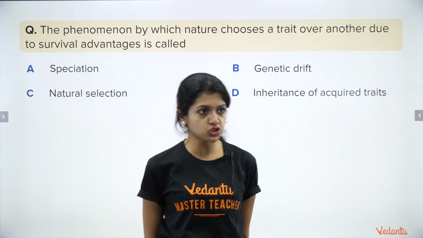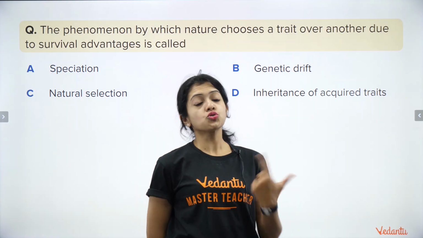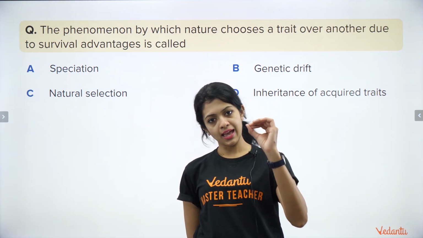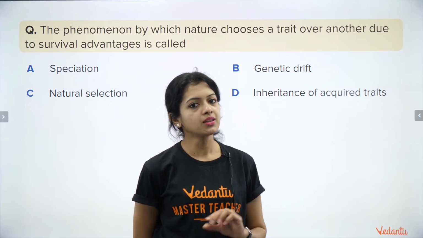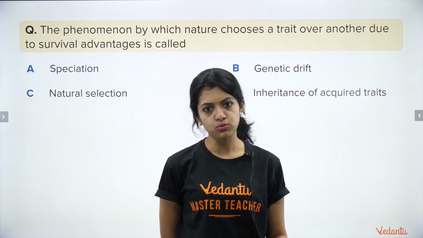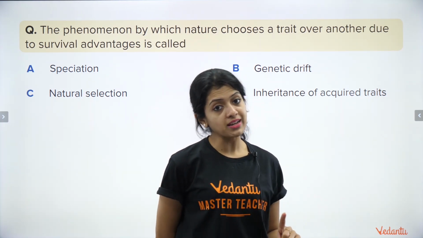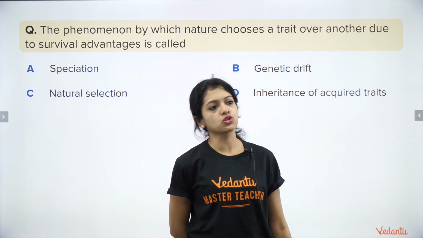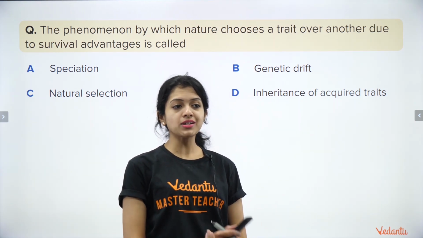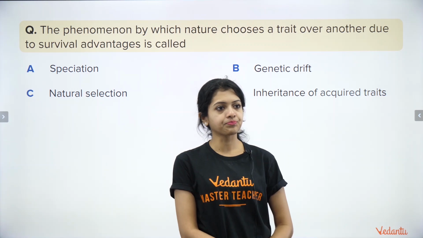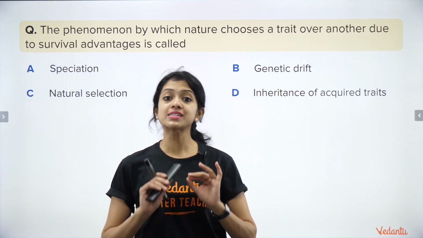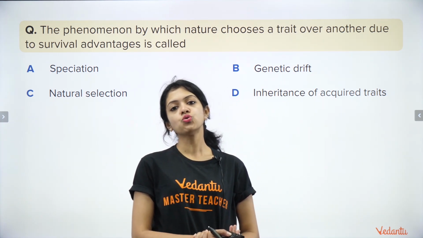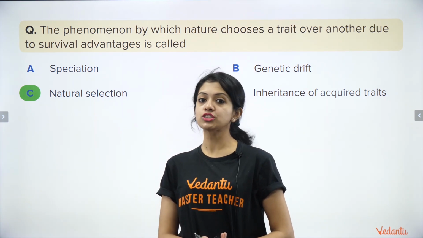The next one, the phenomenon by which nature chooses a trait over another due to survival advantages is called dash. Now this will seem very easy for you at this point because we are specifically talking about the chapter evolution. But when it comes in your final exam, which means you do not know specifically which chapter each question is coming from, you may end up getting confused. Think about it in that angle. What can possibly be the answer? Speciation, genetic drift, natural selection, or is it inheritance of acquired traits? Nature chooses a trait over another due to survival advantages. Yes? And your time ends in 3, 2, 1 and go. The answer is natural selection.